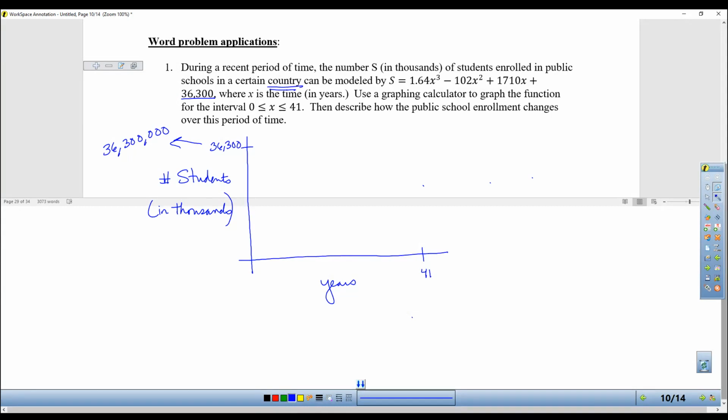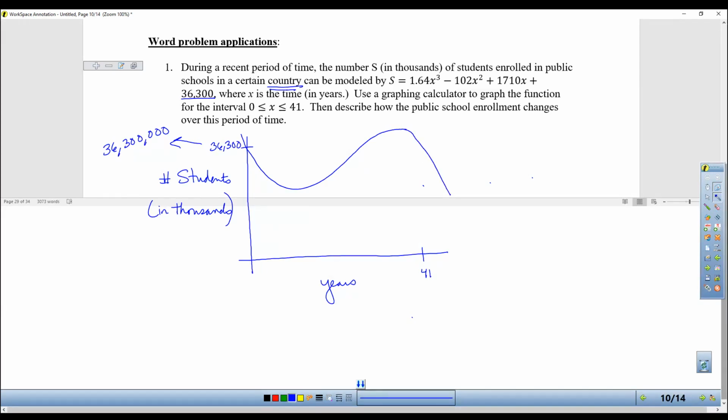So we're going to have some kind of graph. It's cubic. So maybe from that y-intercept it goes up and then it goes down. Maybe that's what our cubic graph looks like. And they want us to describe this. So maybe the enrollment went up and then the enrollment went down and then it went up again. Or maybe the first thing that happened was it went down and then up. That would also be cubic.